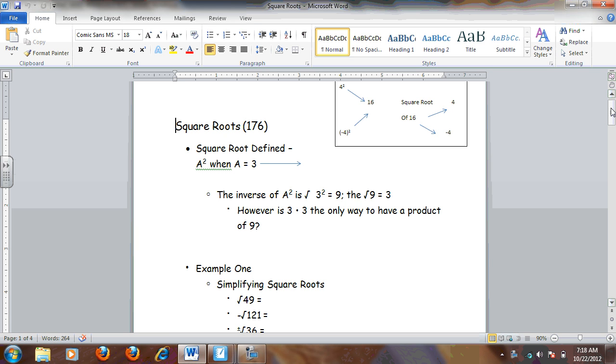Square roots. It's that funny looking symbol that looks like a division sign, but isn't really. It is, but it's a special division sign. So we'll talk about that today. Square root defined. What is a square root? Square root uses the radical symbol. That symbol is known as a radical.